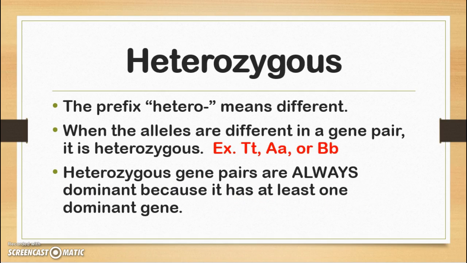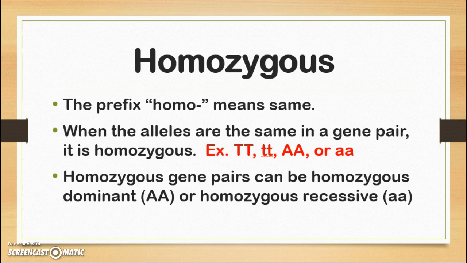If we go back to heterozygous, sometimes you'll hear scientists use the word hybrid. Just like if you have a hybrid car, which uses both electric and gas, they use both. That means that you can have a dominant and a recessive. So another name for heterozygous is hybrid, and another name for homozygous is pure.